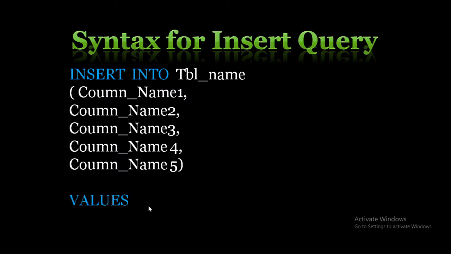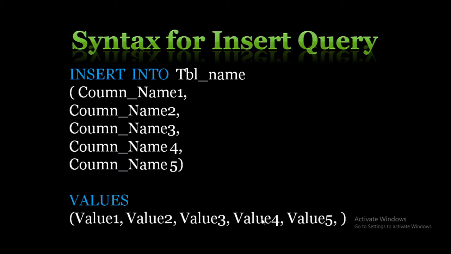After that we have to write values keyword and after that we have to again write open close rounded bracket, and in this bracket we have to mention the values that you want to insert into table. So here value 1 will be inserted into column 1, value 2 will be inserted into column 2, value 3 will be inserted into column 3. Like this, all values from value section will be inserted into table.